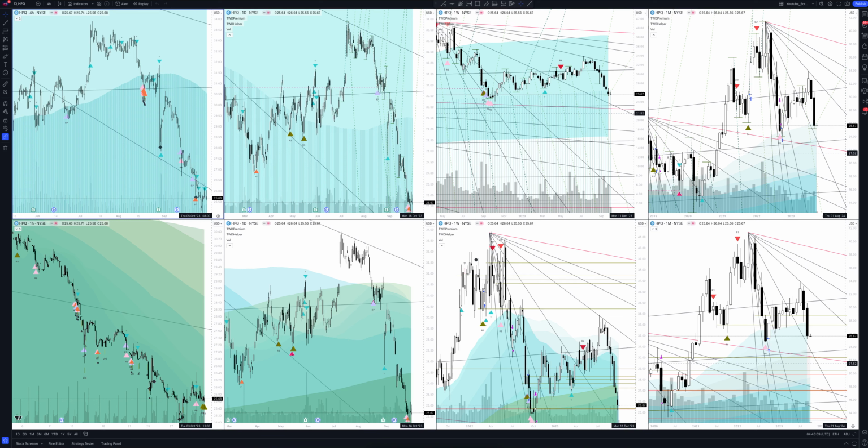Today we will take a look at HP stock. Let's analyze the market situation and find out how you can make money on it. Let's start.